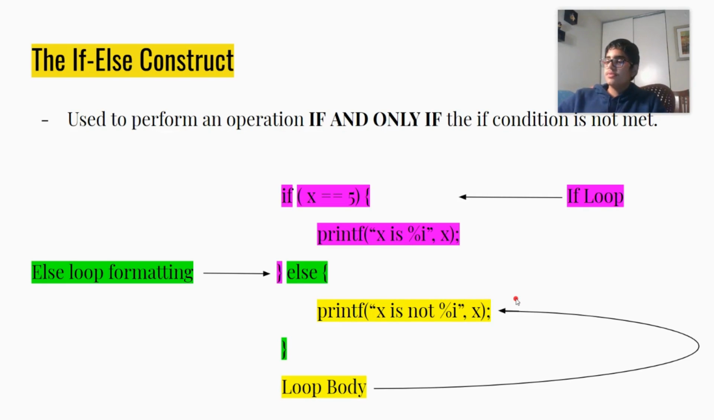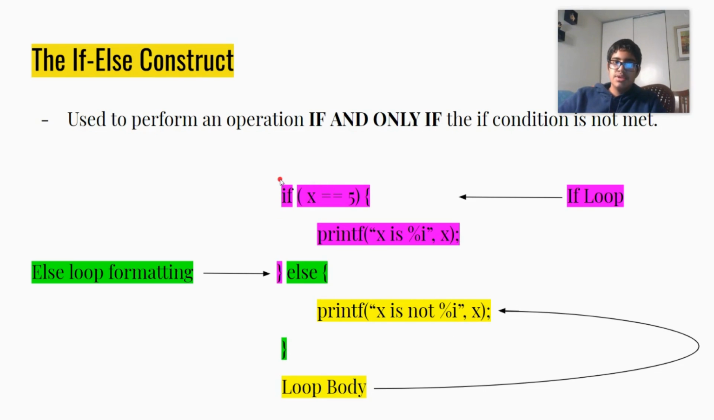Next up, we have the else loops. Else loops are used to perform an operation if the if condition in the if loop fails. For example, if you want to print x is 5 if x is equal to 5 and print x is not 5 if it is not, then we can do so by implementing an else loop. This is shown with the correct syntax below.